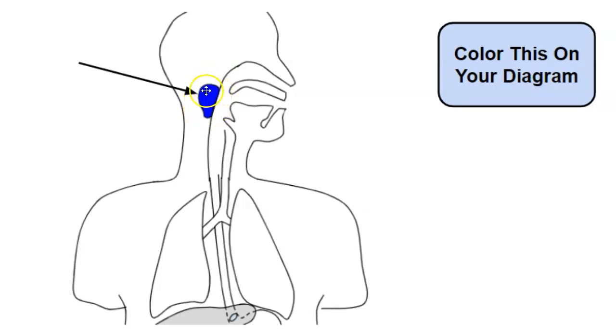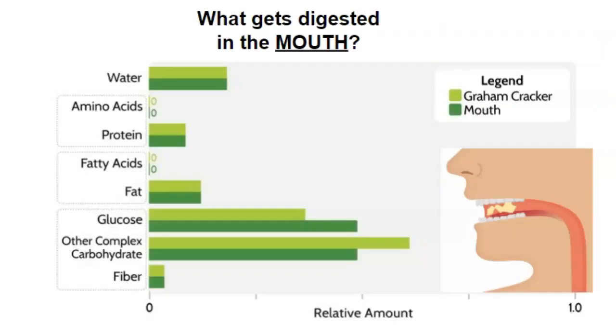And think about, what do you think this organ is? If you said the salivary glands, you would be correct. So that's the first thing we're going to talk about, the salivary glands. We did an activity looking at what gets digested in the mouth. And the salivary glands are in the mouth. There's a bunch of different ones. And as you can see, we get glucose and other complex carbohydrates changing.